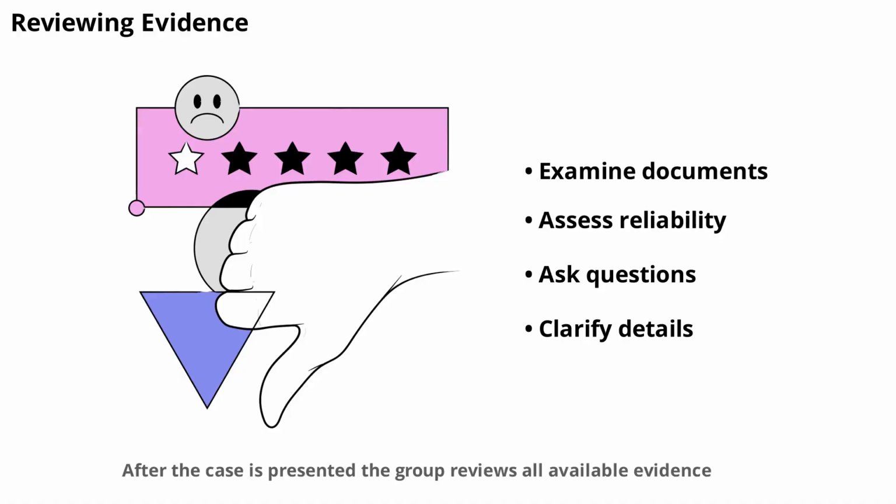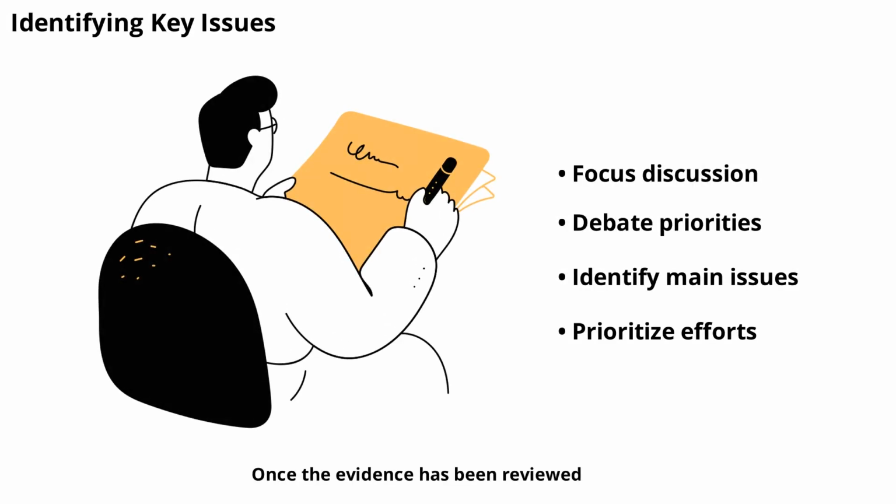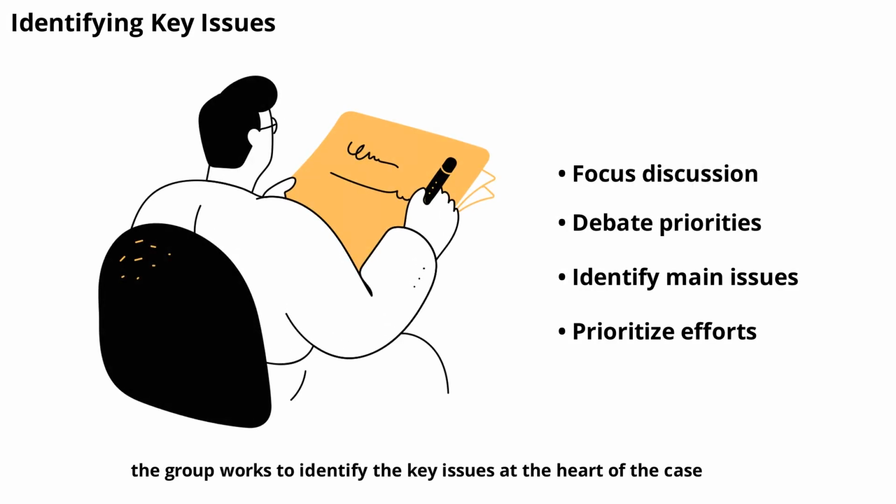After the case is presented, the group reviews all available evidence. This might include documents, witness statements, or expert opinions. Each piece of evidence is examined for relevance and reliability. Participants may ask questions or request clarification. This thorough review helps ensure that decisions are based on accurate and complete information. Once the evidence has been reviewed, the group works to identify the key issues at the heart of the case.